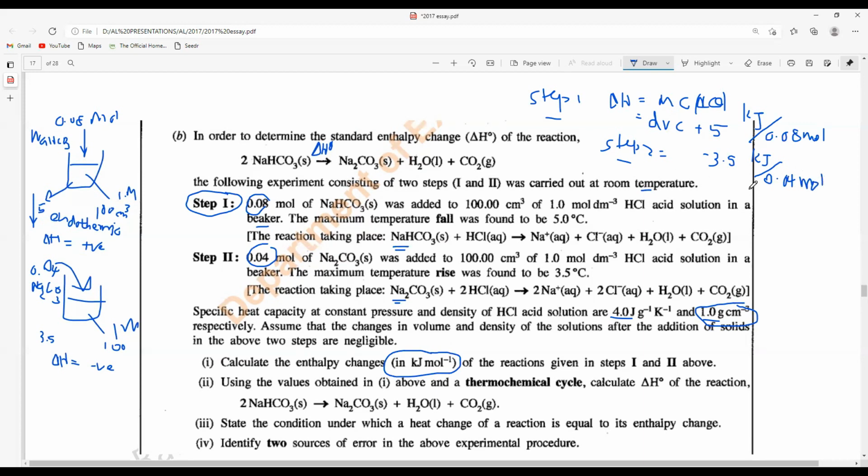It's straightforward, right? And the next thing is, using the values obtained above and a thermochemical cycle, calculate delta H of the reaction, right? So I will try to share the screen and explain this because it will be easier for me. Very quickly, yeah.